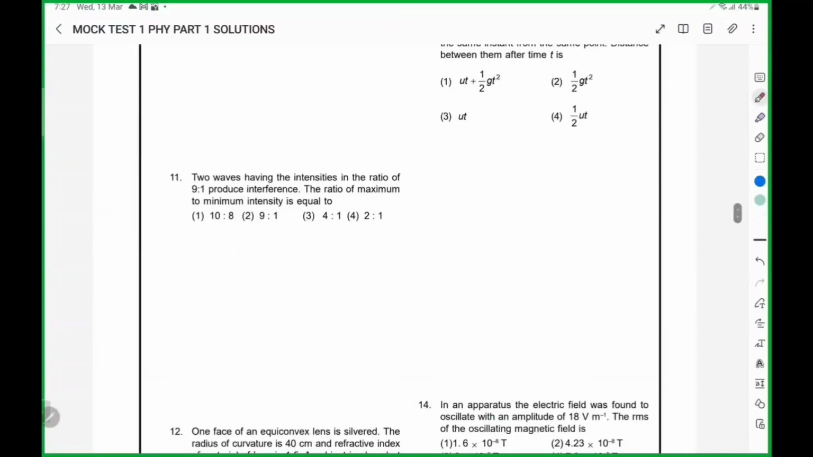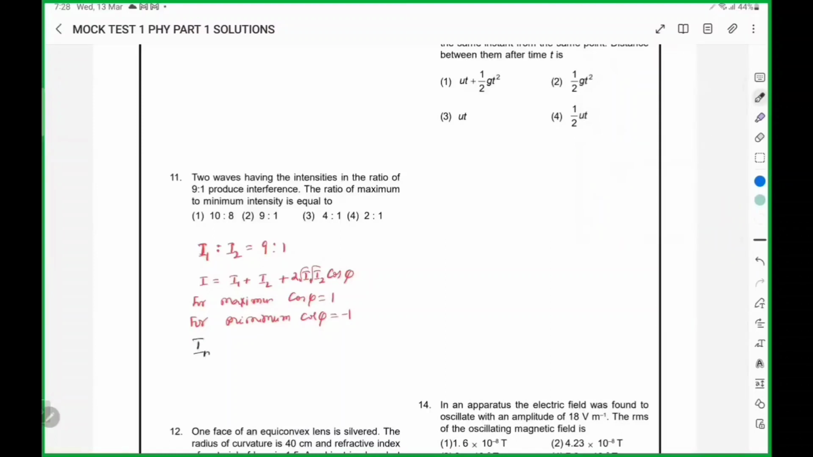Two waves having intensities are in the ratio. So if the waves differ by an angle theta, then the effective intensity is cos phi. For maximum, cos phi is 1. For minimum, cos phi here is minus 1.